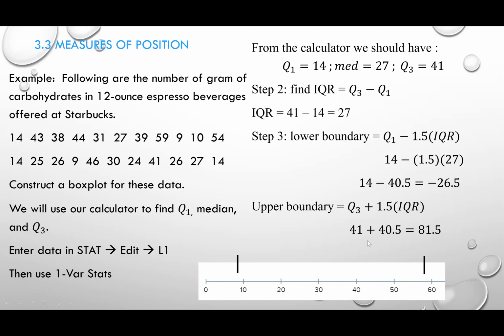And then again, after you put in your minimum and your maximum, you need to put in your Q1, which is 14, somewhere here. Your Q2 is 27, somewhere here.